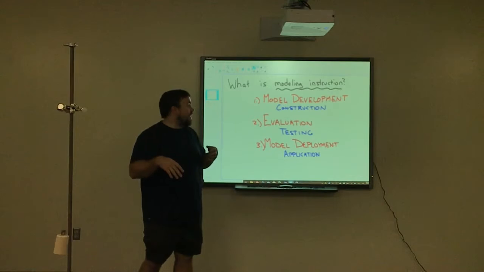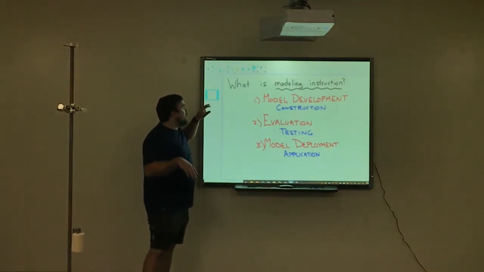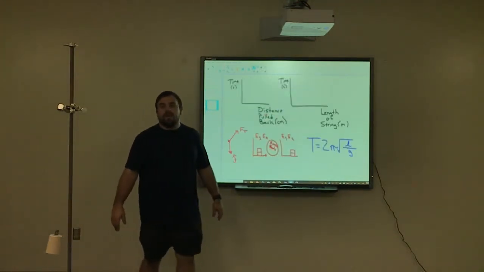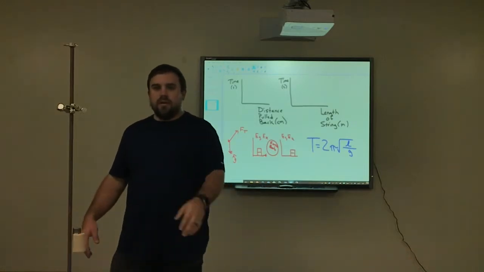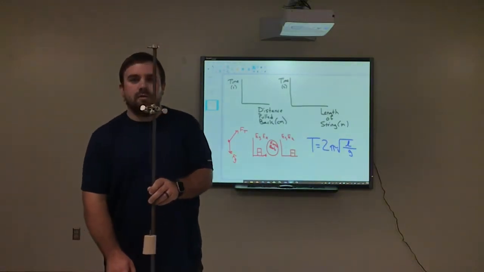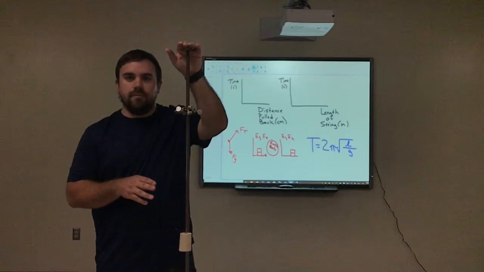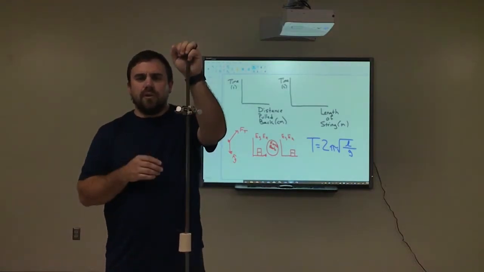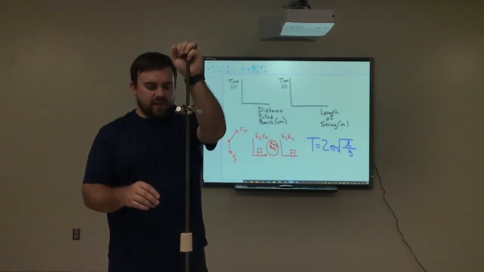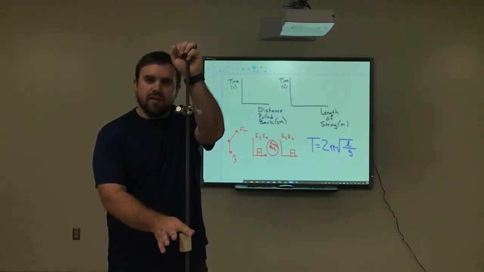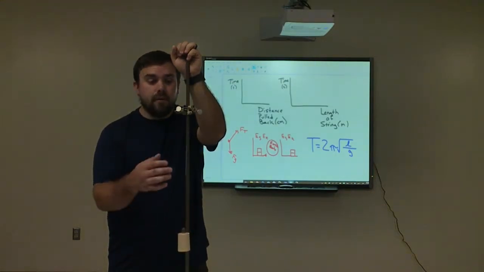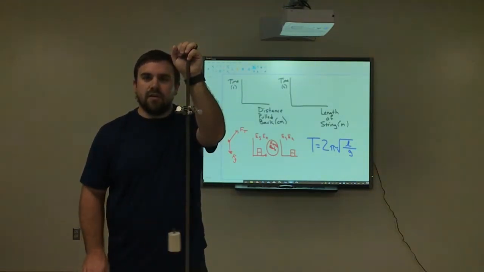So I'm going to give you an example of this real quick, of the modeling cycle. I'm just going to show this in the background. I'm going to slide this guy over here real quick. So here we have a pendulum, okay? And this is a lab that we typically do in physics. And so this guy is called a pendulum bob. And a pendulum goes back and forth like so.